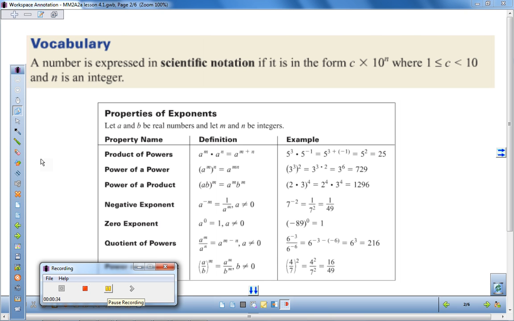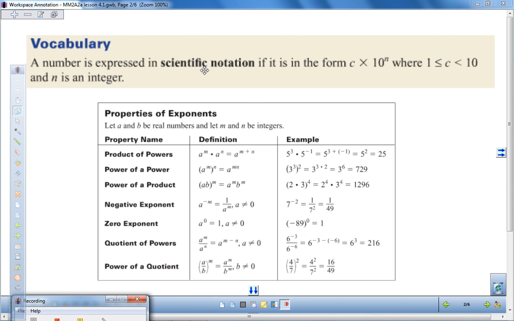Now in this lesson we only really have one vocabulary word, or actually it's two words, scientific notation. Scientific notation is how we write really large or really small numbers. A lot of times it's used in science, and that's why it's called scientific notation. The important part is you'll have a number C, and then it'll be times 10 to the n. On your calculator sometimes it uses a different notation, depending on the type of calculator. But the important thing to remember is that C has to be between 1 and less than 10. It won't be 10, it'll be something less than 10 when you write it out.